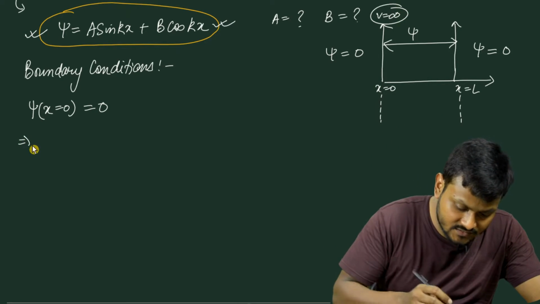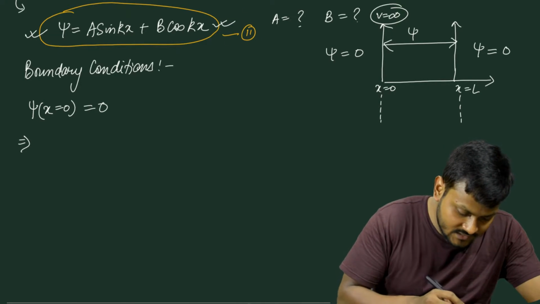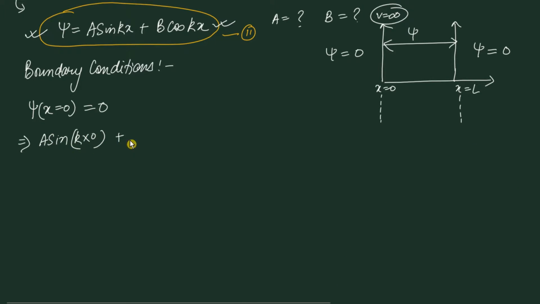So if I apply this in, let's suppose, equation number 2, I simply get a sine k multiplied by 0 plus b cos k multiplied by 0 is equal to 0. Now what is sine 0? Sine 0 is automatically equal to 0, but cos 0 is not equal to 0. Cos 0 is equal to 1. So I end up getting b is equal to 0.